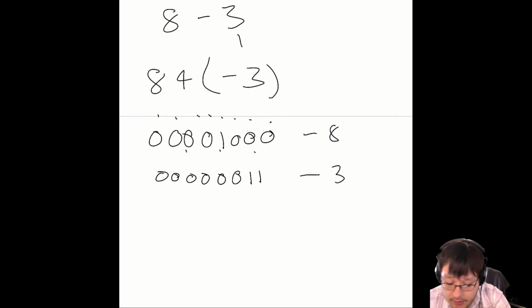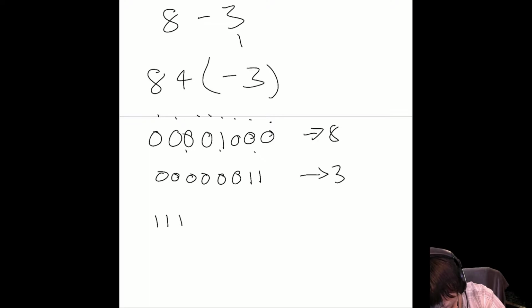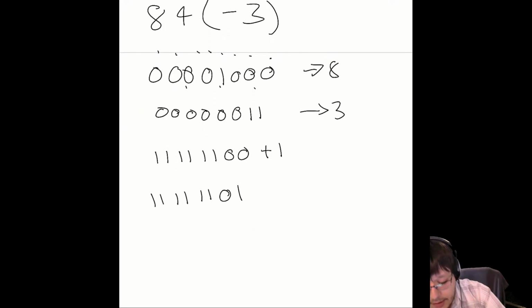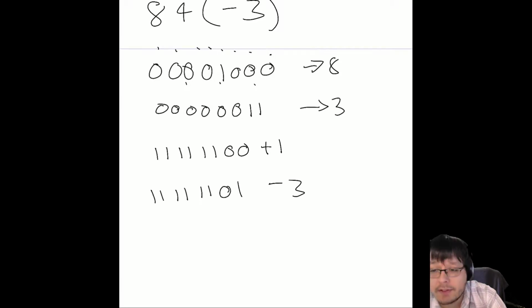So what we want to do is 8 minus 3. So we're going to take the 2's complement of 3 to make it into a -3. So just flip the bits: 1, 1, 1, 1, 1, 1, 0, 0, plus 1, which would give us 1, 1, 1, 1, 1, 1, 0, 1.